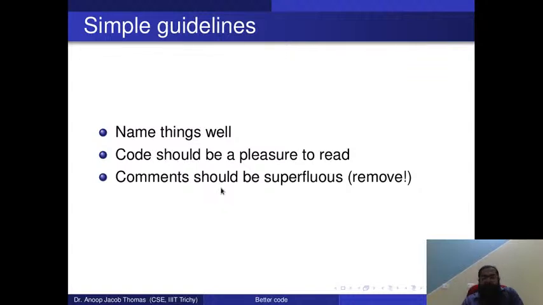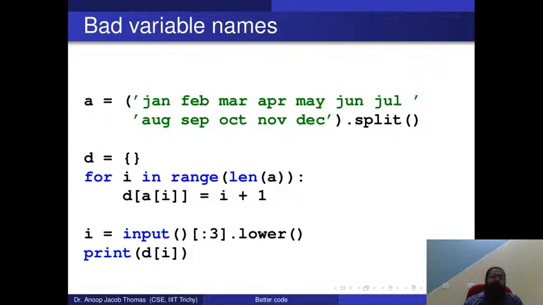Python programming language seems very English-like, and it's pretty simple to read. So if there are comments that are just going to explain things in a harder way, try to remove them, do not use them. Then the bad variable example. Let us say that we have a program like this where a is equal to Jan, Feb, Mar, April, May, June, July, August, September, October, November, December dot split, and d is equal to an empty dictionary.